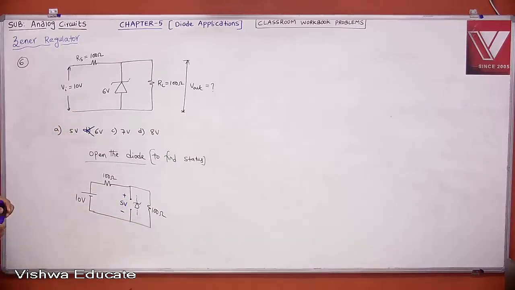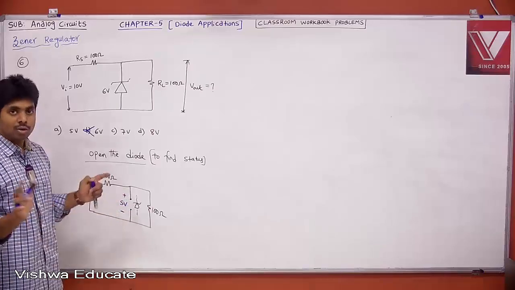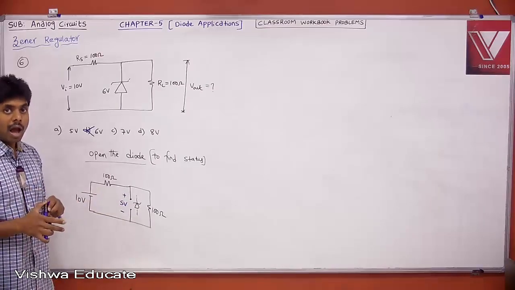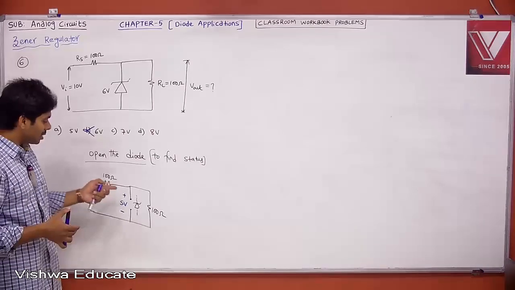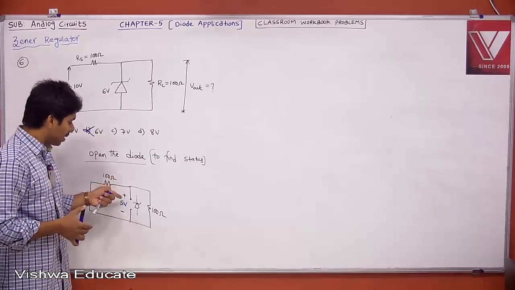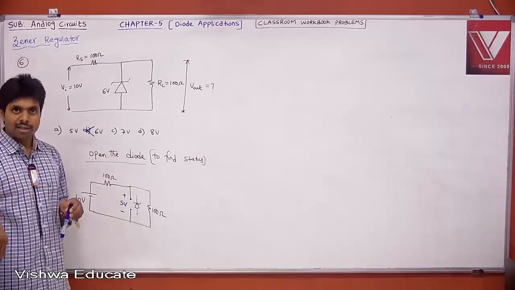But what is the voltage required such that it will enter into breakdown? I don't want reverse bias. I don't want forward bias. I want Zener breakdown. Once it is entering into Zener breakdown, at least you need to apply more than or equal to 6 volts across the Zener diode. Then only it will act as a battery and give you 6 volt.